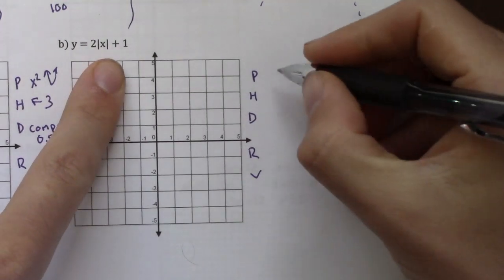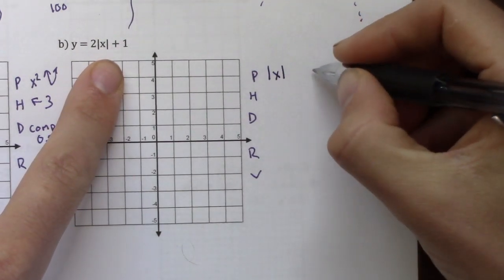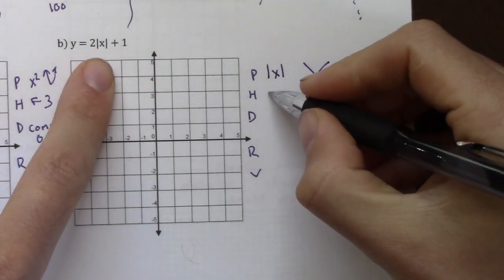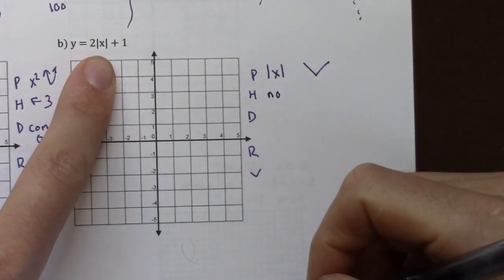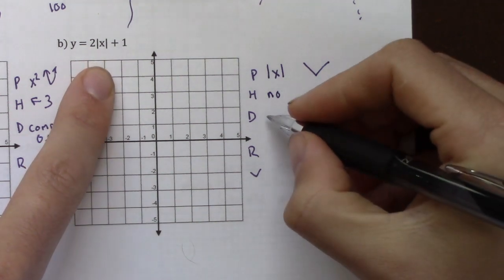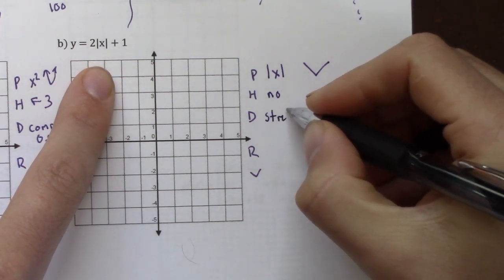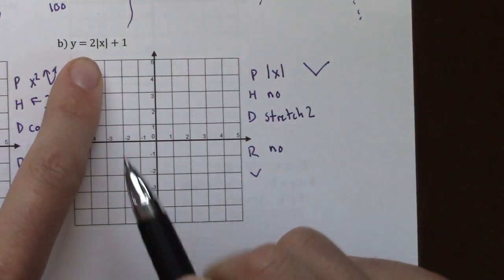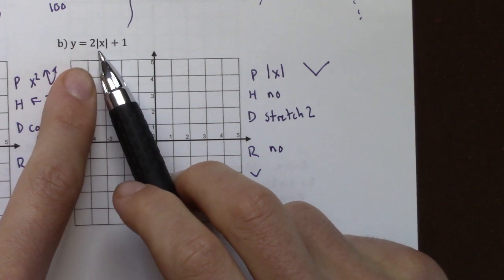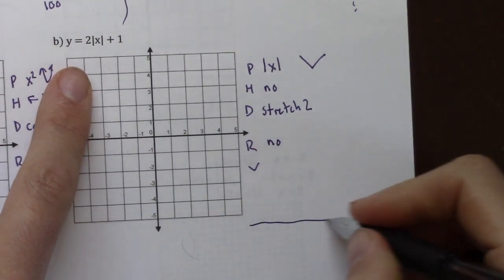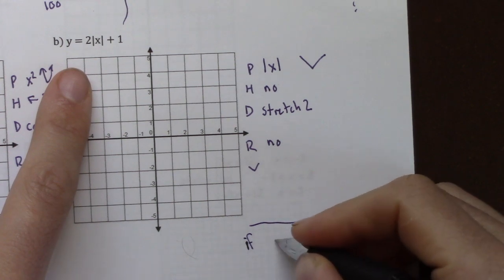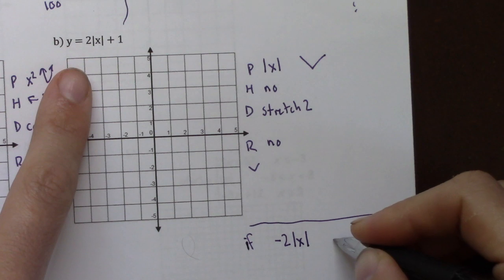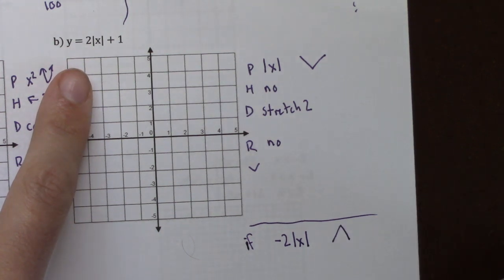My parent function changes: absolute value of x. That should be the reminder that I'm looking at that V shape. I now have no horizontal shift because there's no plus or minus inside of the parent function. I now have a dilation that is a stretch of 2. I have no reflection. My reflection would be a negative sign in front of everything or a negative sign in front of x. If it was a -2 in front, then that would be a reflection about the x-axis.